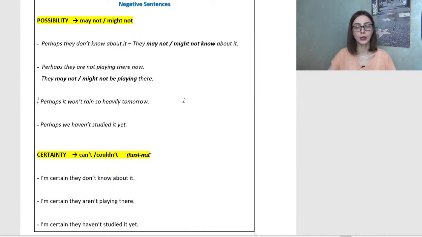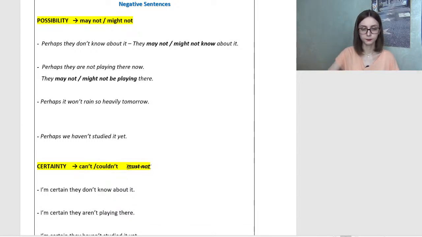Perhaps it won't rain so heavily tomorrow. So let's imagine you're sitting at home, it's raining, and you say, oh, I wish we could go for a walk. And your friend says, oh, perhaps it won't rain so heavily tomorrow and we will go out. So you can say, it may not or it might not rain so heavily tomorrow.